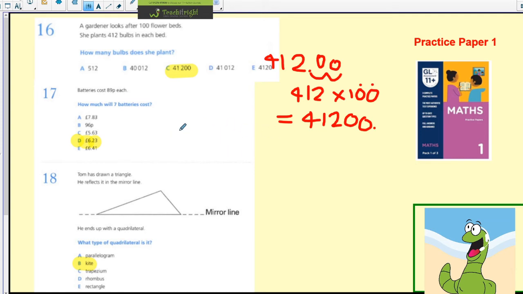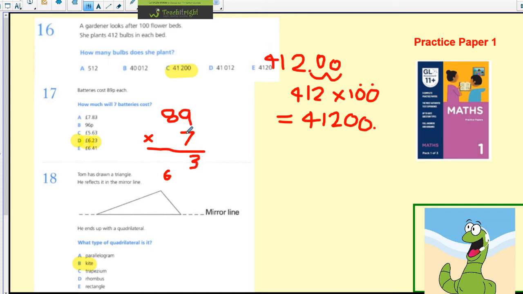Number 17, batteries cost 89 pence each. How much will 7 batteries cost? So you set this up as an addition, oh sorry, that's not addition, it's a multiplication. So it's a column multiplication. So 7 times 9, the easiest way to do the 9 times table in my mind is to do the 10 times table, so 70, and then take away 1, so 63. So carry the 6 and write down the 3.